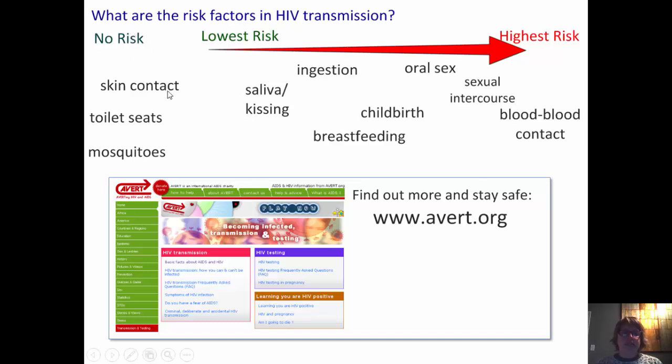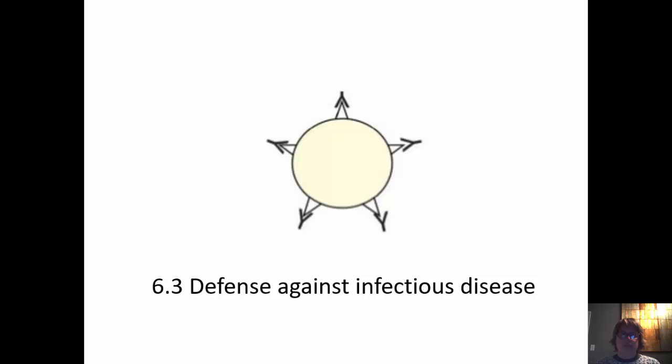So your no risk: skin contact, toilet seats, mosquitoes. Lower risk: saliva or kissing. There is some risk, but ingestion, breastfeeding, and childbirth are going to be higher than saliva and kissing. Oral sex, sexual intercourse, and blood-to-blood contact are higher, with blood-to-blood contact being your highest risk. So please be aware of that, and those are things you need to know for your risk factors of HIV transmission. And that is it for today.